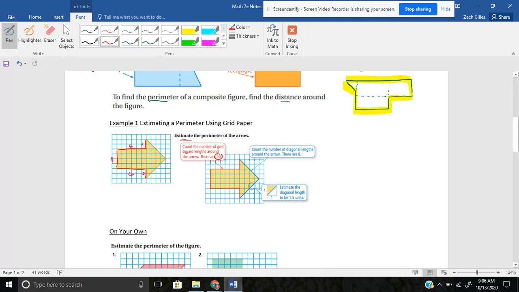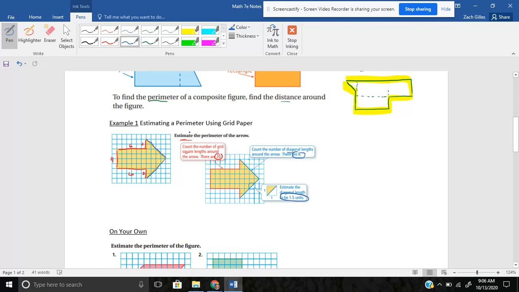And then notice that these lengths right here are like that slant length or that diagonal length. And we're going to estimate diagonal lengths to be about 1.5 units. It's bigger than 1, but definitely smaller than 2. So we're going to estimate those lengths to be 1.5. So how many of those diagonal lengths do I have? 1, 2, 3, 4, 5, 6, 7, 8. So a total of 8 diagonal lengths.